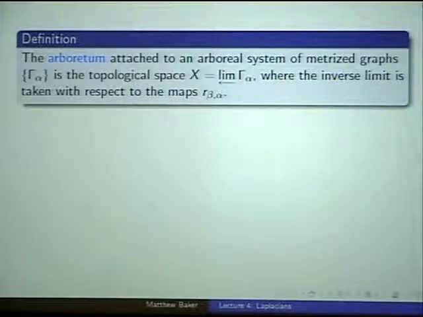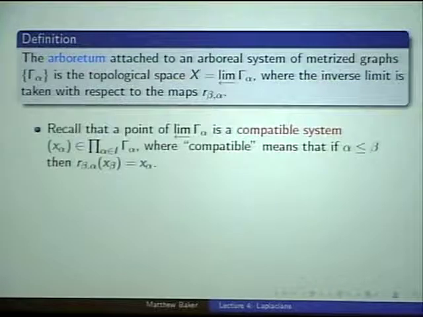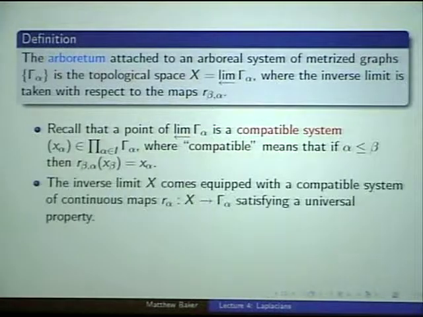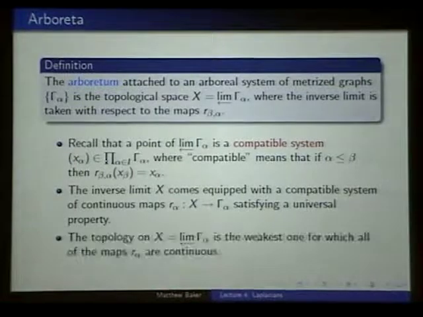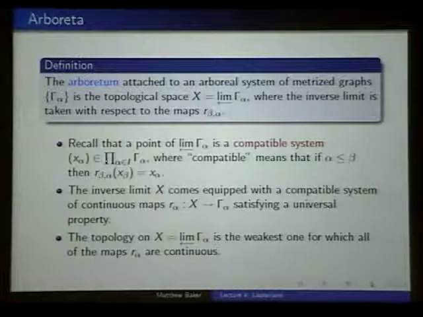But in fact, any Berkovich curve, well, I'm talking about the proper case, so a smooth, proper algebraic curve, has this structure. But I'll talk about that in the last lecture. So anyway, a point of the inverse limit is a compatible system under these retraction maps. The inverse limit comes equipped with maps from the whole space onto each gamma alpha, and the topology is the weakest one that makes all these maps R alpha continuous.